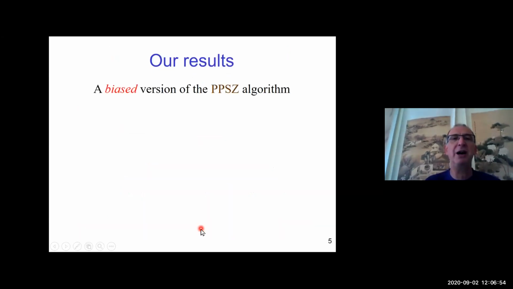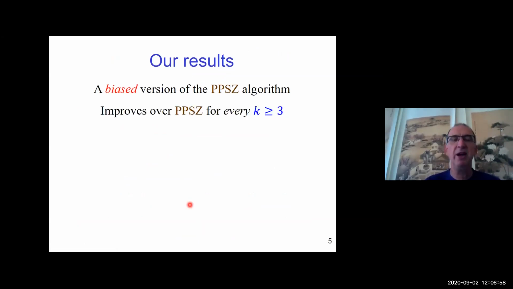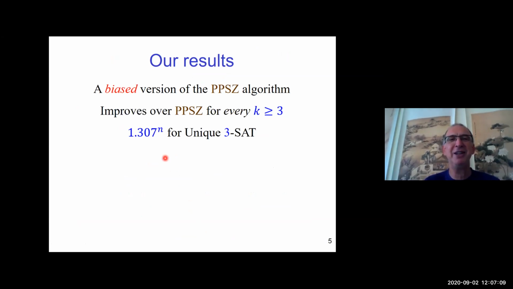Okay, so what are our results? We present a biased version of PPSZ. We improve on PPSZ for every k which is at least 3. We get a noticeable improvement. The improvement is not by 10 to the minus 24, it's more like 10 to the minus 4, 10 to the minus 5, and we are lucky that we're actually changing the third digit after the decimal point.